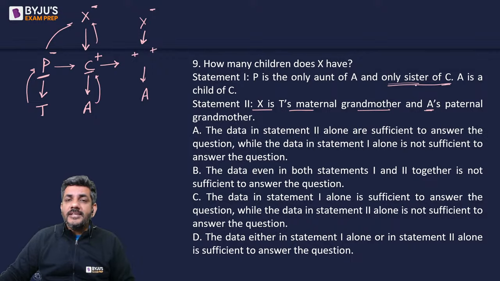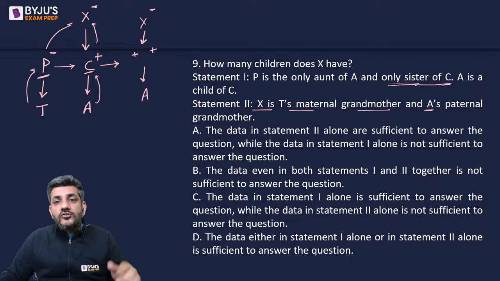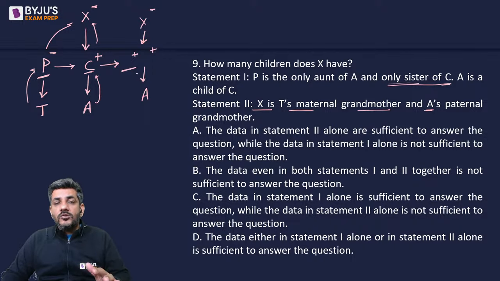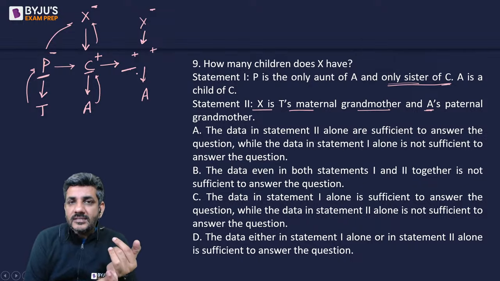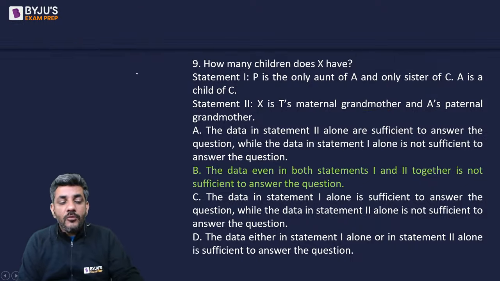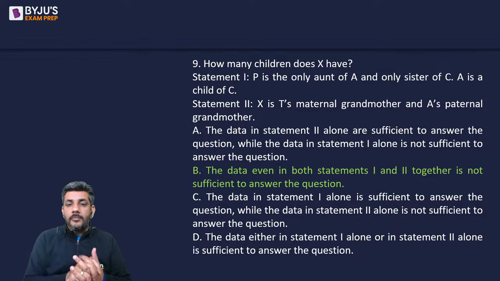Only sister of C is P, which means C has only one sister, but there could be more brothers. So by that logic, how can we say that X cannot have any other son? Even by combining the two, I get to know that X has only one daughter P, at least one son C. There can be more sons. So even combining them, we can't say how many children X has. So the correct answer for this question is option B.